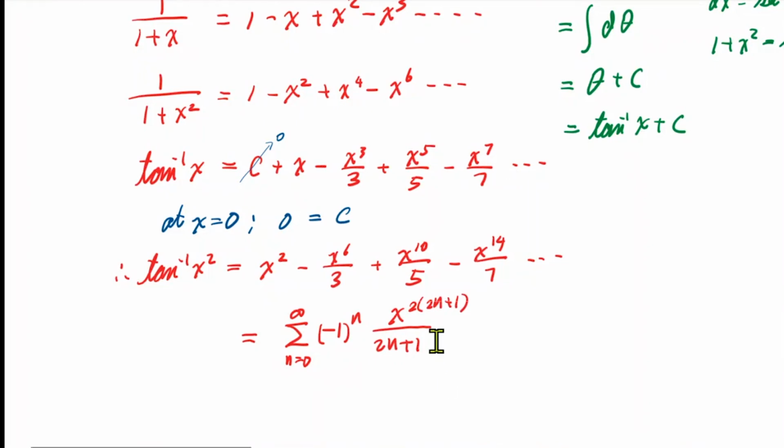Let's check if this pattern is correct. So if I put 0, the denominator becomes 1. I start with a positive term, and this is x squared. Yep, that seems to work. You get it? Say yes.